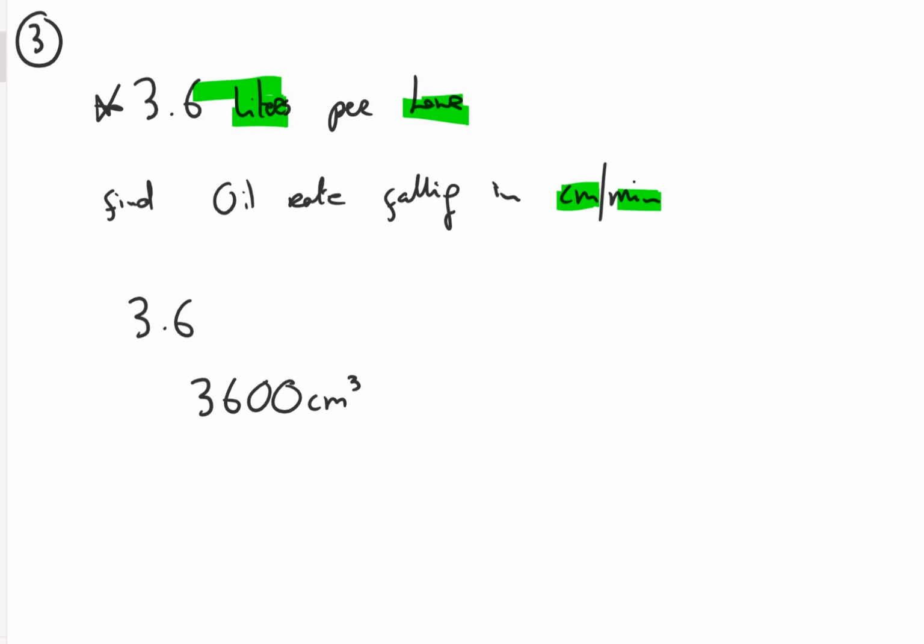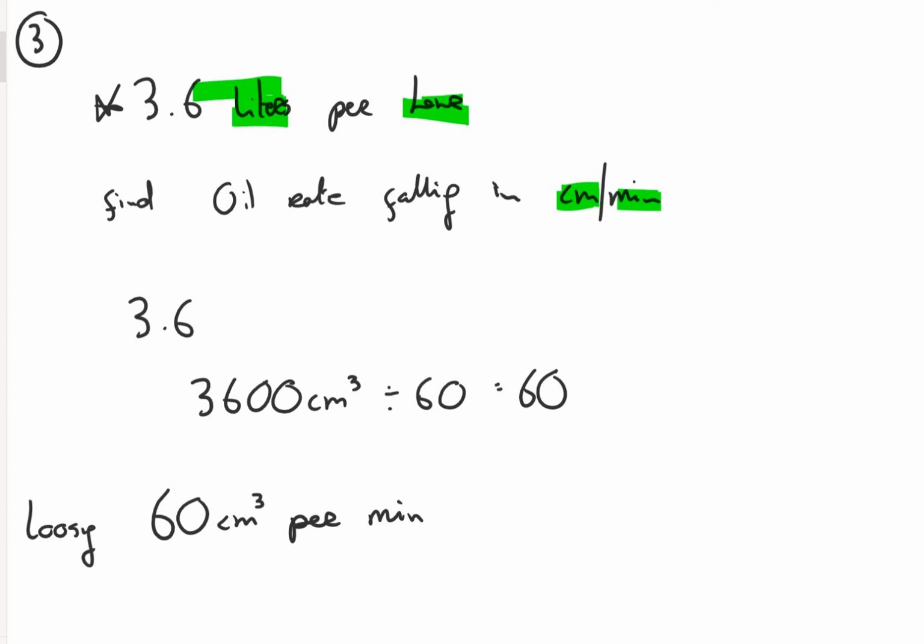Okay, so 3,600 centimeters cubed is the amount of oil it loses per hour. Right? However, we're not interested in per hour, we want per minute. So we'll divide that by 60. And we get 60. So, losing 60 centimeters cubed per minute of oil.